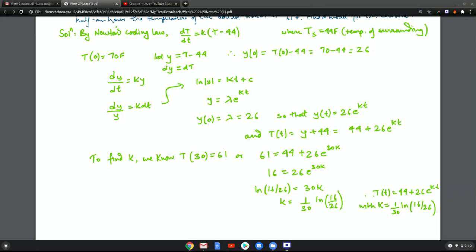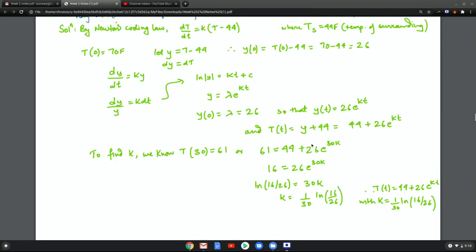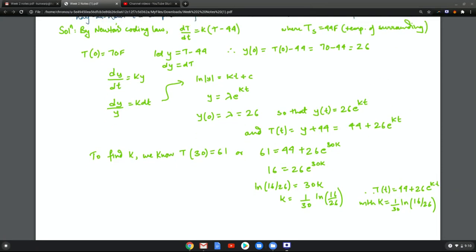Now, this is a procedure you can follow for any problem that stems from a cooling or heating scenario in a surrounding temperature which is different. Basically, any situation that uses Newton's law of cooling.